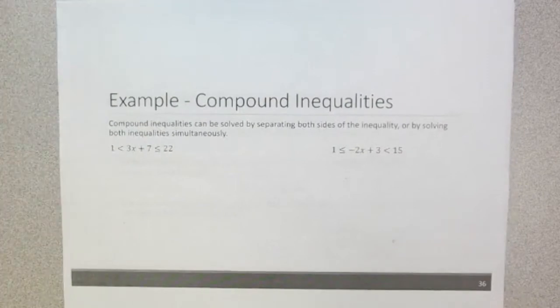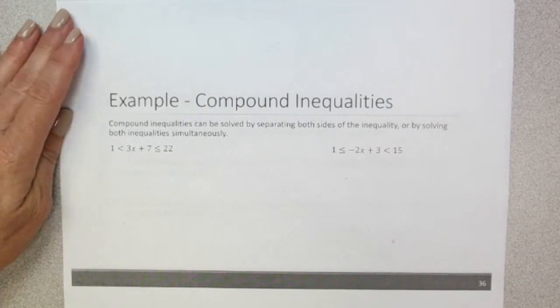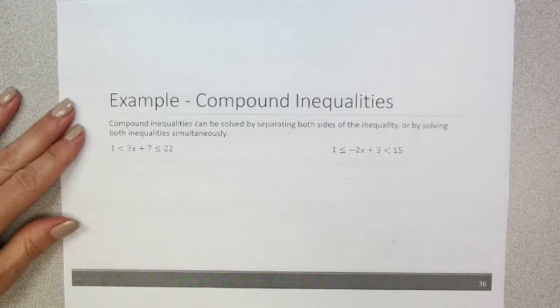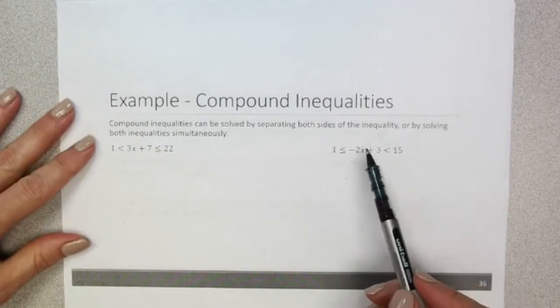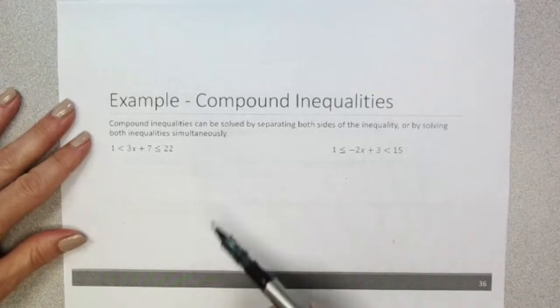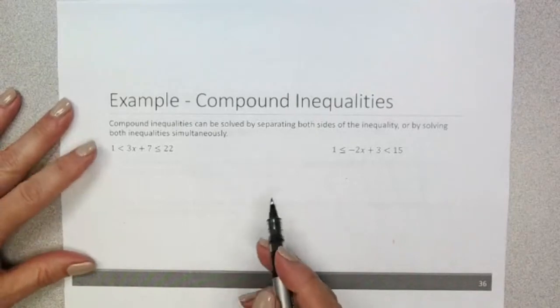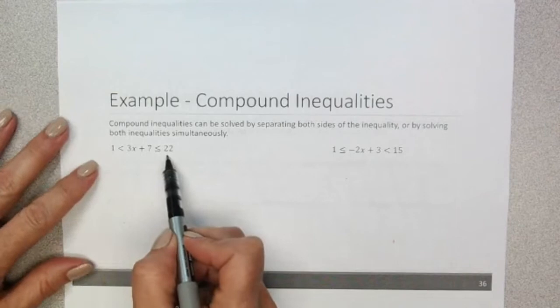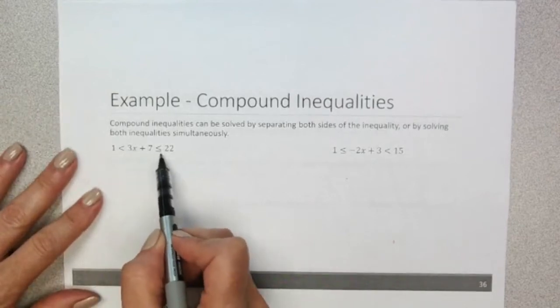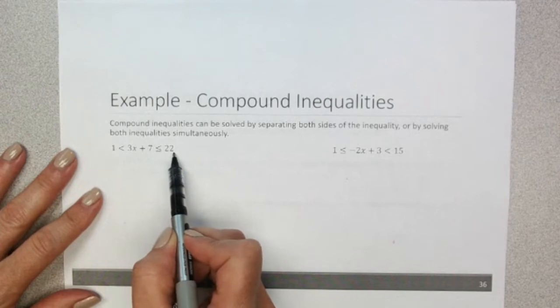Sometimes we have compound inequalities, or you can think about this as two inequalities merged into one statement. To solve a compound inequality, one way to do it is by simply solving both inequalities at the same time. So if we look at this example on the left here, 1 is less than 3x plus 7 is less than or equal to 22.